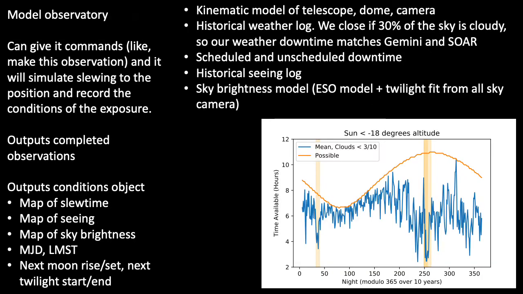And to run a simulation, we need a model observatory. So our model observatory, we can set it up, we can give it commands like observe this RA and Dec, and it will simulate slewing the telescope, opening the shutter, exposing, closing the shutter, and recording the conditions the exposure was taken under. So our model observatory outputs completed observations, and it also outputs what the current conditions at the observatory are. So it will output a map of slew time, how long it will take to slew to any point in the sky, a map of the current seeing, a map of the current sky brightness, when the next moonrise and set is, all the relevant information that we would want to pass to the scheduler.